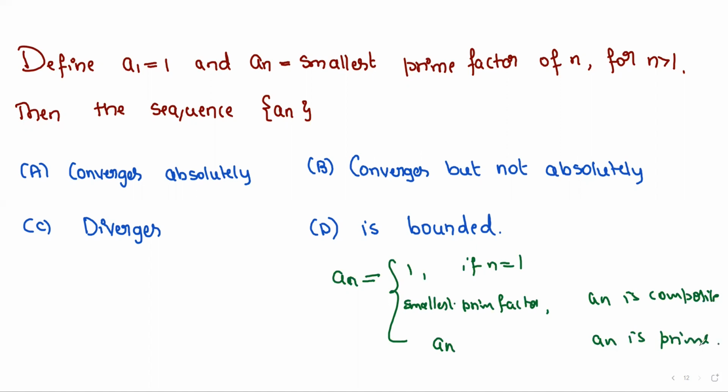If n is prime, then it has exactly one prime factor, that is n only. Therefore, note that clearly this sequence is not bounded and it does not converge either. Hence, this sequence diverges. Option C is the right answer.